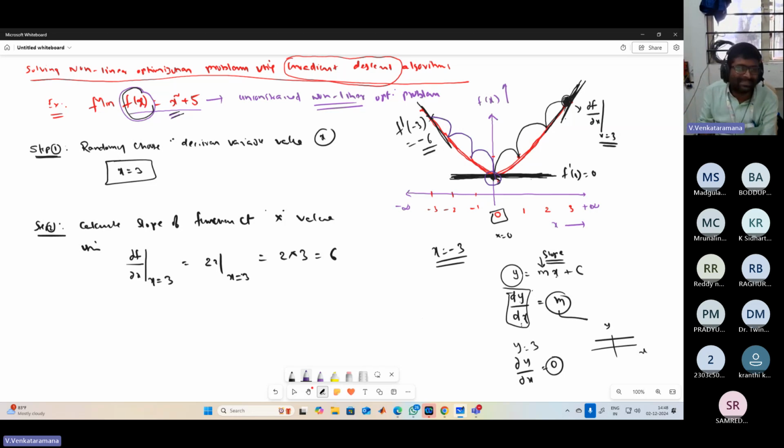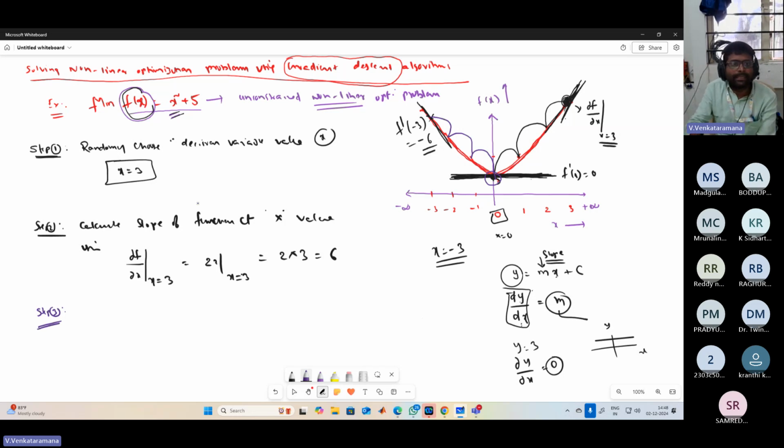Now we understand how the gradient is calculated. This is the actual heart of the gradient descent algorithm. Hope you understand. So the next step is step number 3.